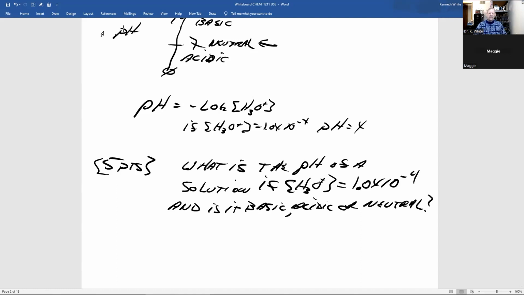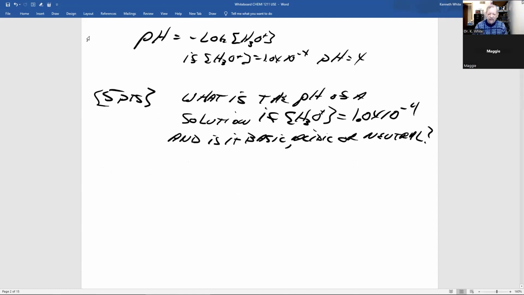All right, 5 points each. What is the pH of a solution if the hydronium ion concentration, H3O+, is equal to 1.0 times 10 to the minus 4? And is it basic, acidic, or neutral?